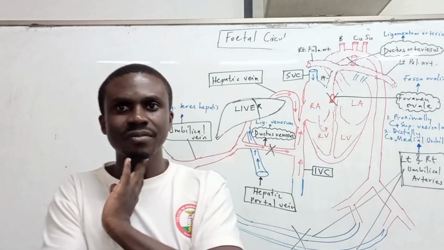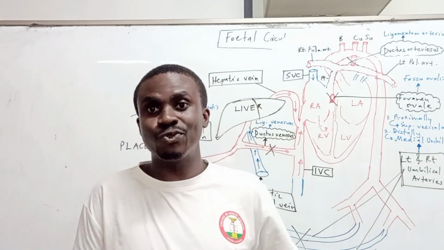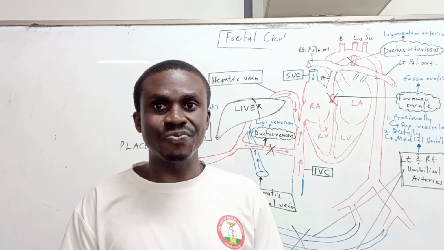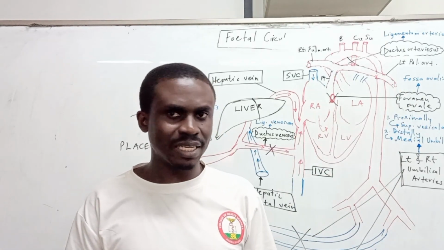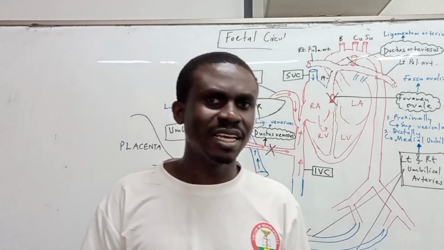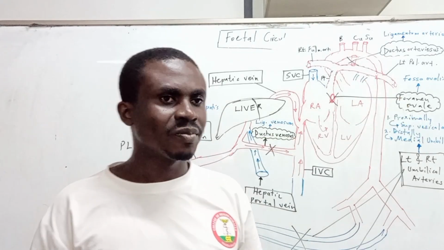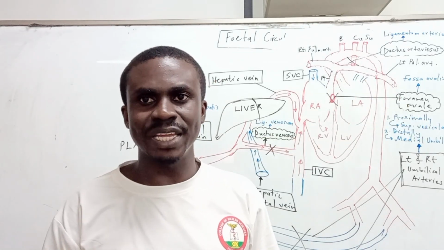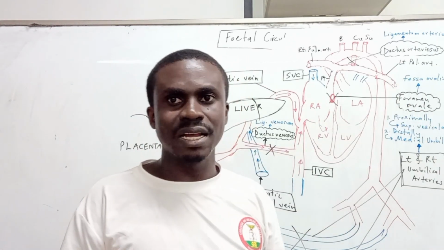One thing about the fossa ovalis is that in some people it fails to fuse, so that it remains patent. That is an important precursor, because as far as atrial septal defect is concerned, a major precursor is non-closure of the foramen ovale to form the fossa ovalis.